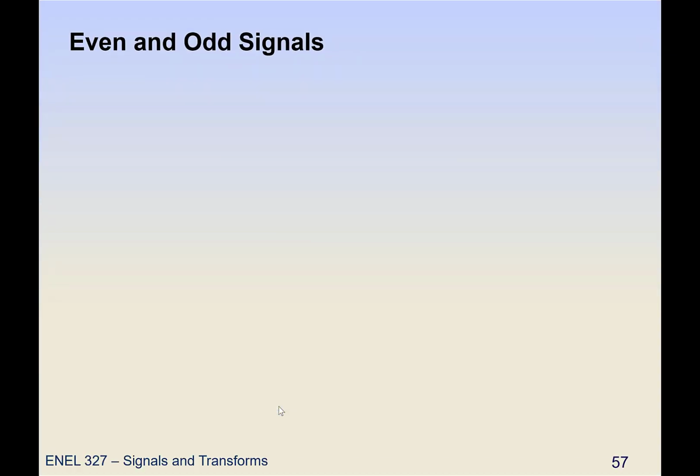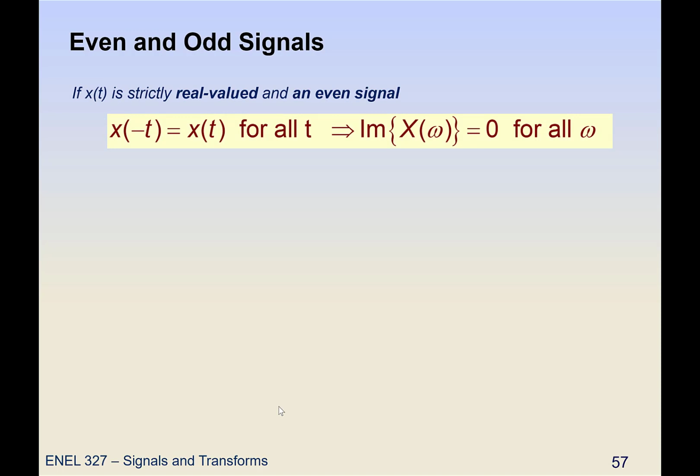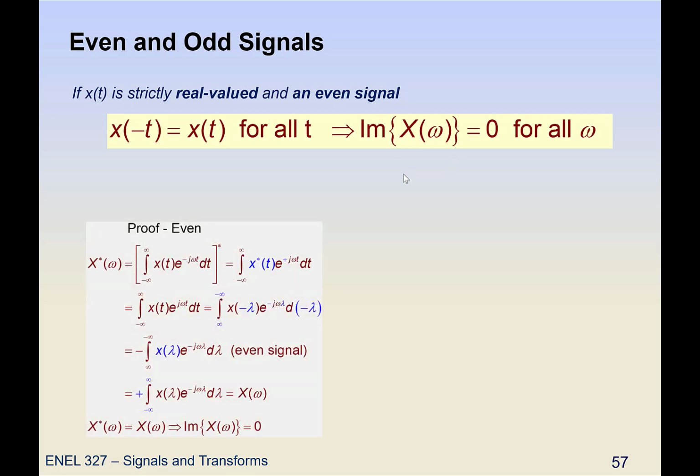Even and odd signals. If x of t is strictly real valued and is also an even signal, so in other words, if x of t is real and has even symmetry, then there is no imaginary part to its Fourier transform. It is a strictly real valued Fourier transform. And here's a proof for it. I'm not going to go through the details.